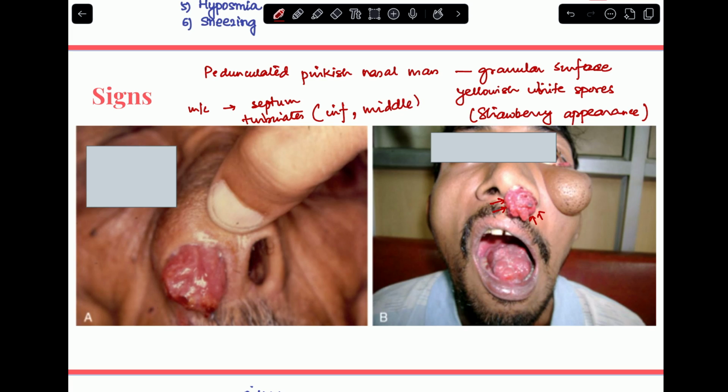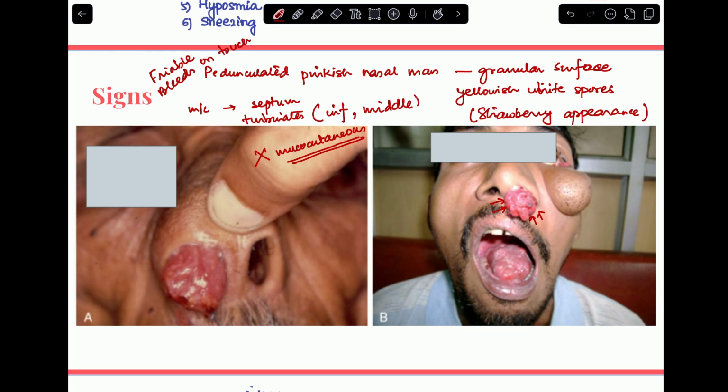And there is one significant, important factor to know: this disease usually does not cross the mucocutaneous junction of the nose. It remains limited to only the mucous membrane. And other than the mass, you will see that the nasal mucosa is also hyperemic, edematous, and covered with a lot of secretions. This mass is very friable, and it will bleed very easily on touch.